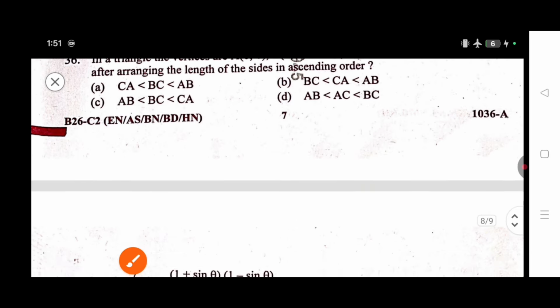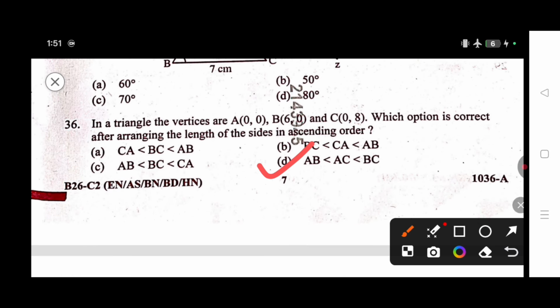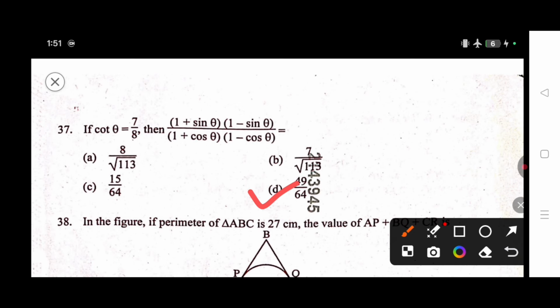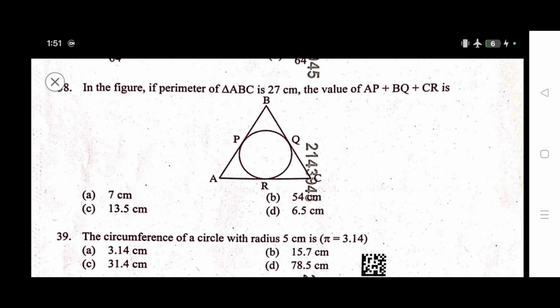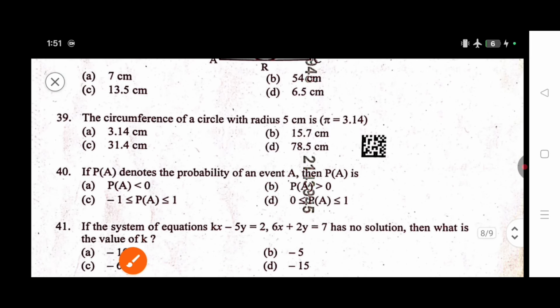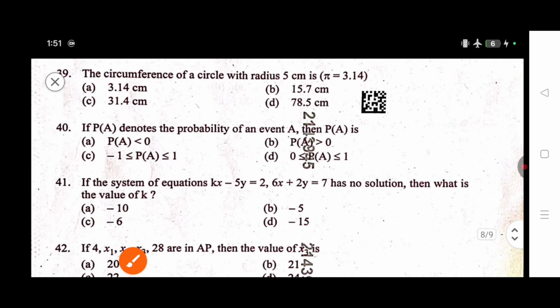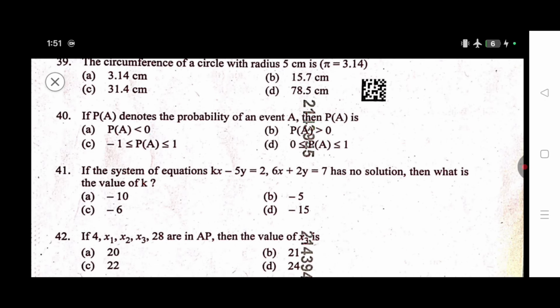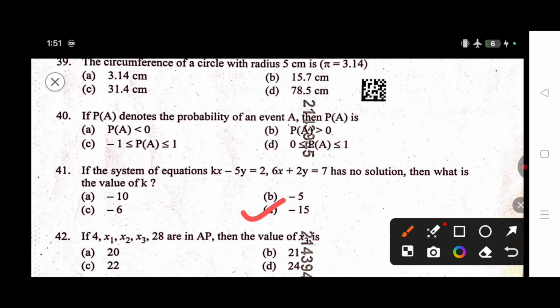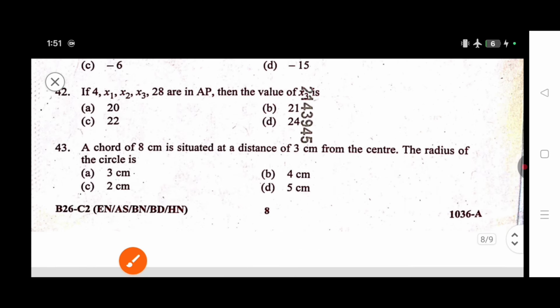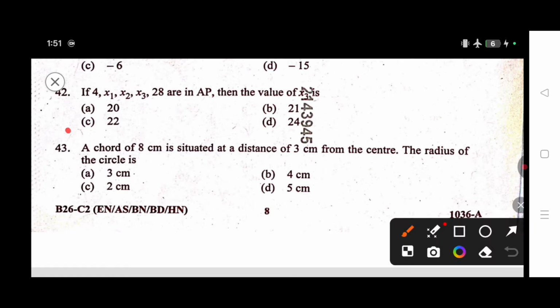Okay, option D is the correct answer. Question number 37, option D is the correct answer, 49/64. Question number 38, C is the correct answer. Okay, question number 39, C is also the correct answer. Question number 40, option D is the correct answer. 41, also option D is the correct answer, -15. Question number 42, option C is the correct answer. 43, option D is the correct answer. 43, option D is also the correct answer.